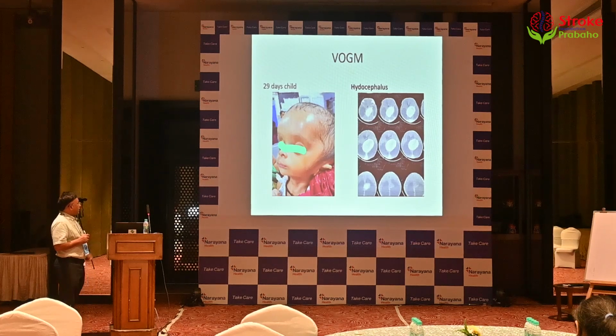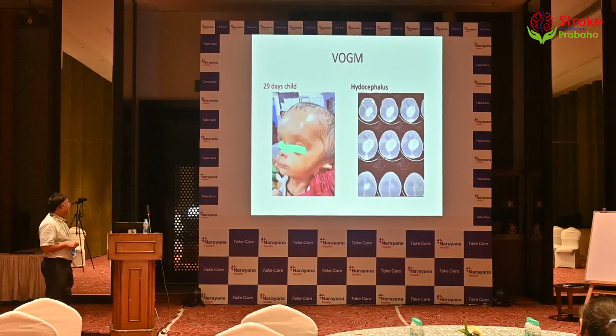So coming to the case, and then we discuss the embryology of the vein of Galen malformation. A 29 days old child with marked hydrocephalus. This is a dilated vein of Galen, and we can see there is obstructive hydrocephalus.